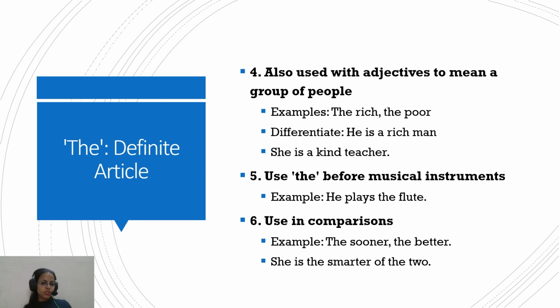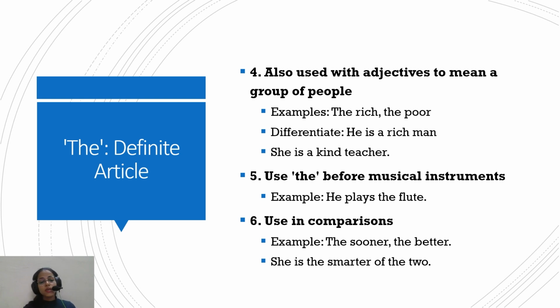The rich and the poor: here we are talking about two specific classes of society. But "he's a rich man" is general, and "she's a kind teacher" is general. Now, use the before musical instruments. He plays the flute. Fairly simple. So before musical instruments, use the.